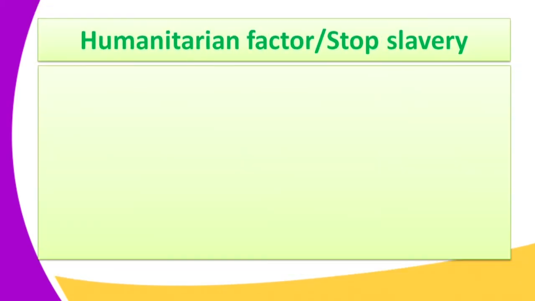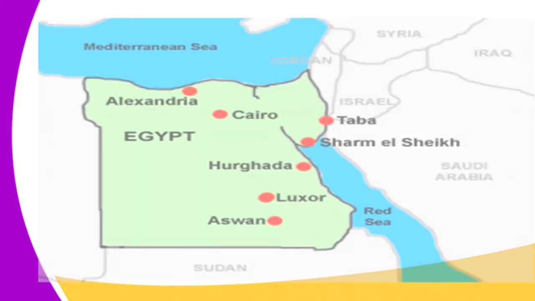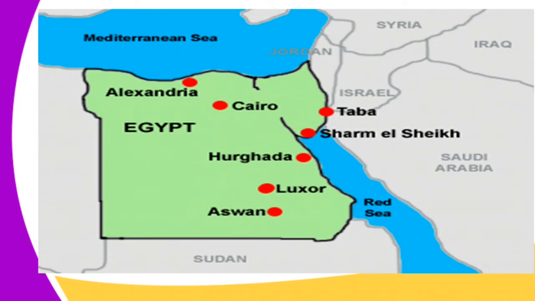The humanitarian factors: they came to stop the slavery, and this campaign emerged which proposed that abolition of slave trade could not occur unless the Europeans occupied areas where there was slave trade. So unless the Europeans took over this region, there was no way the slave trade would end. And therefore, to fulfill their main objective of stopping slavery, they had to occupy the colonies in Africa. Another reason is the Egyptian question.